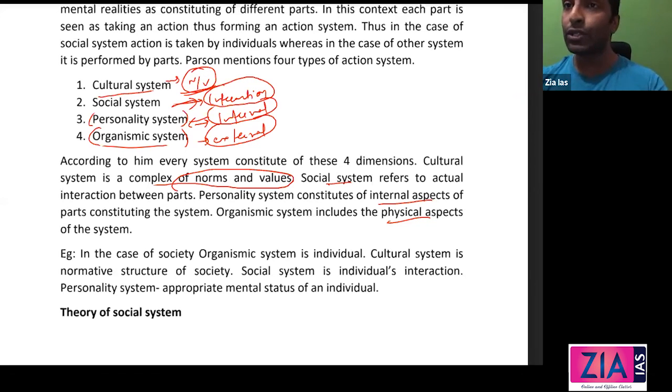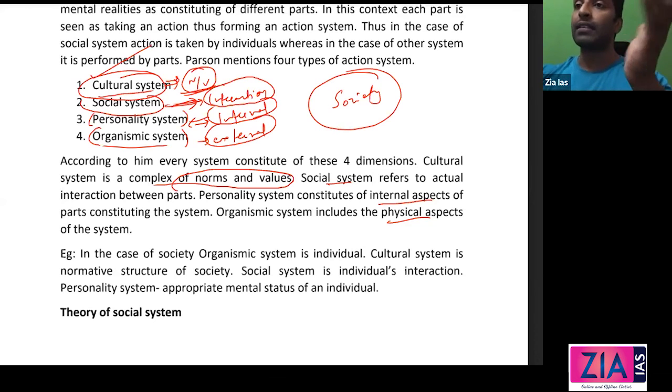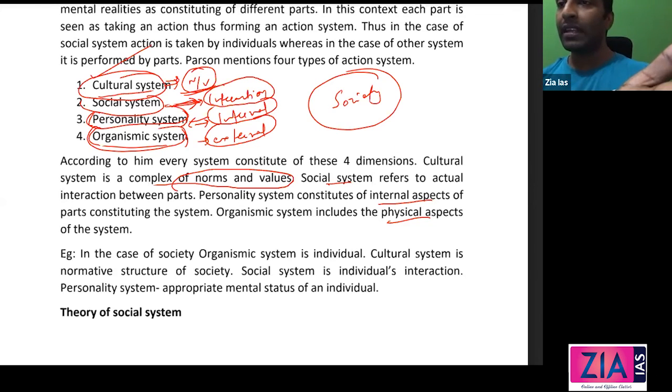For example, if you take society, tell me, in the case of society, what is the cultural system? Norms and values. We have norms and values. What is the social system? Interaction, not between parts. In the case of society, interaction between individuals. Personality system, it is the appropriate mental situation of the individuals who are involved in the process. Organismic system, it is nothing but the individuals, correct?